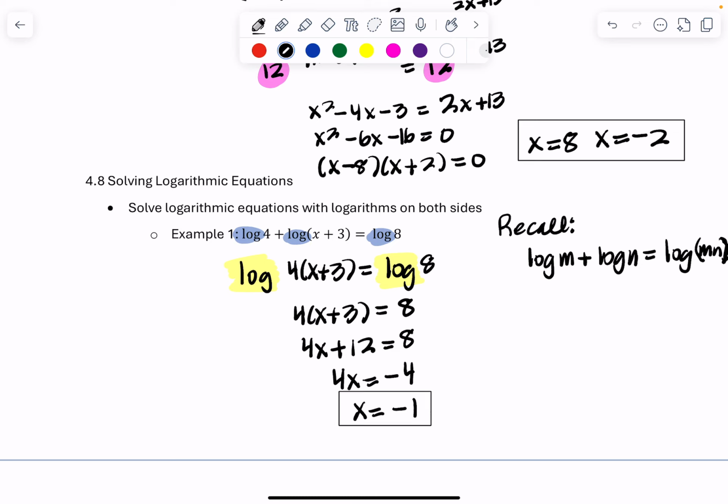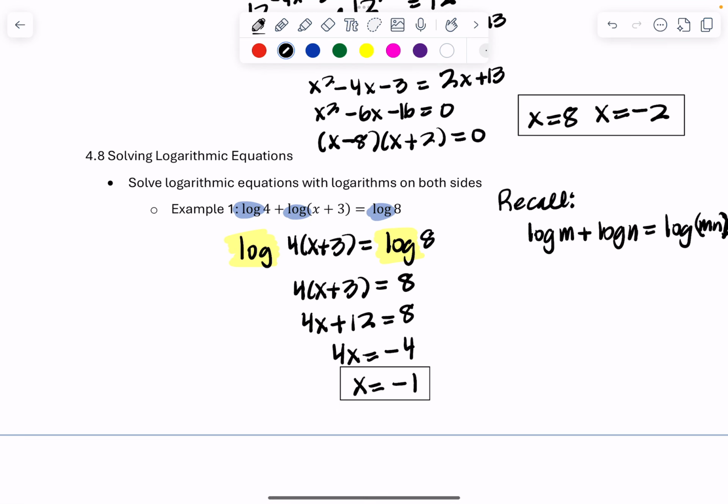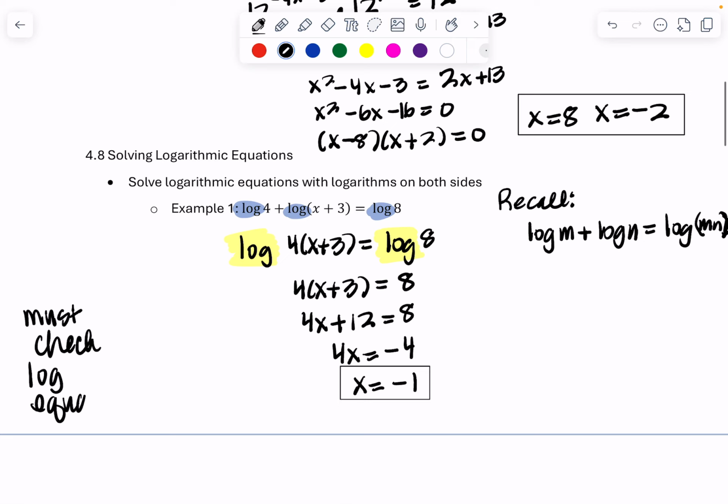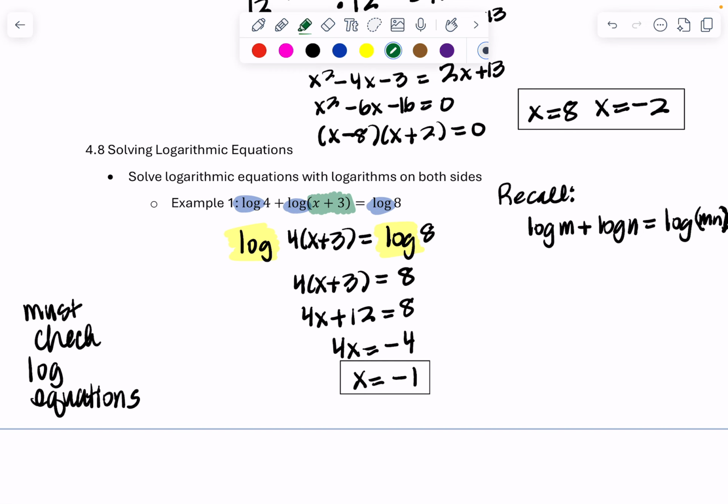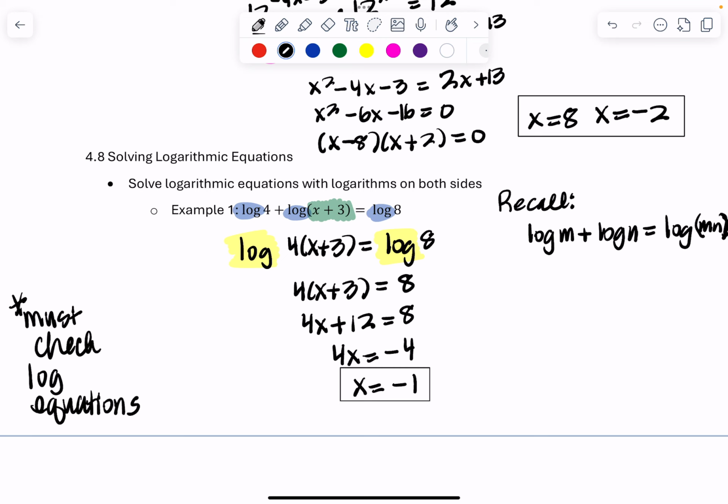Even though this is a negative answer, you know how we always check on the logs. Log answers we must check. The argument of a logarithm can't be negative. So all I'm looking at is what's behind the log. See how that's got x plus 3? If I plug in negative 1 there, it's still positive, so I'm good. I don't have to worry about the 4 and the 8 because they don't have a variable. So you do have to check it, but this one's fine, so that one works.